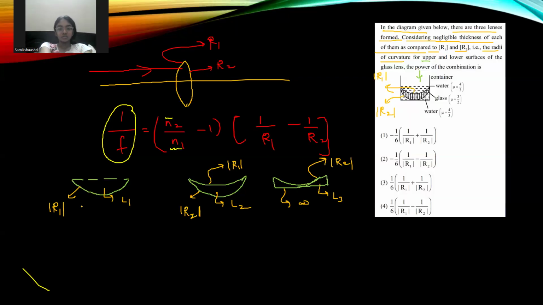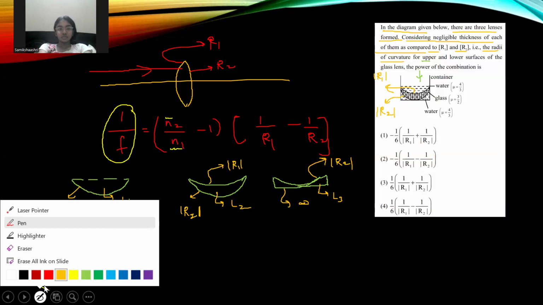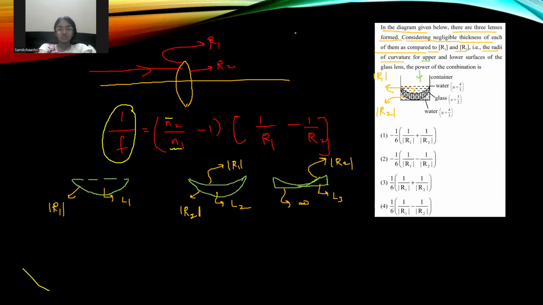Now for the power of combination, which is what they are asking: if lenses are placed closely, then the formula, which I think you know, is 1 upon f equivalent equals 1 upon f1 plus 1 upon f2 plus 1 upon f3. Just individually calculate the focal lengths, and you will get the equivalent focal length. Then apply this formula: power is equal to 1 upon f equivalent.